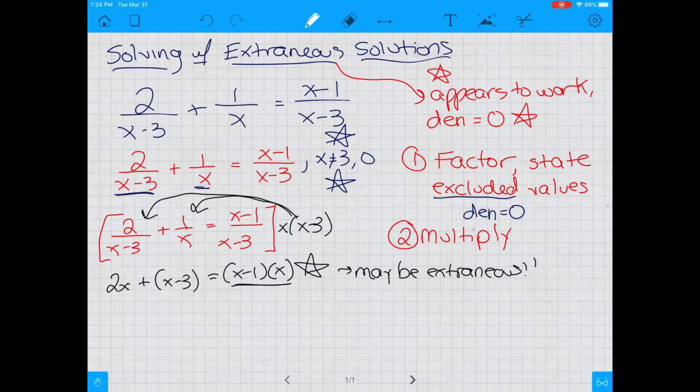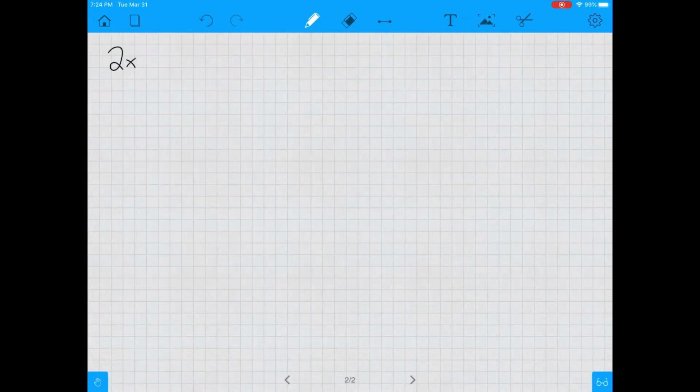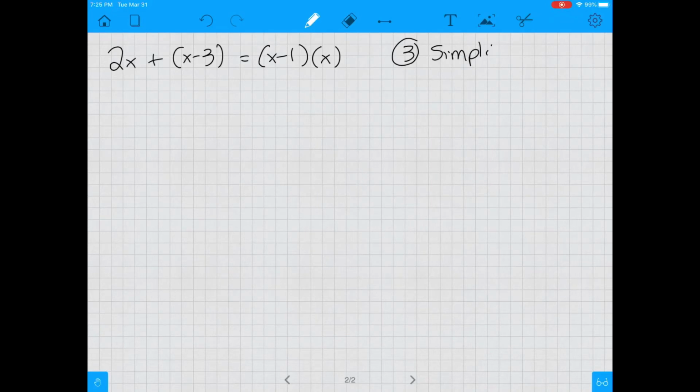So now if I go to the next page, right, we had 2x plus x minus 3 equals x minus 1 times x. So now my third step of simplify and solve is still the same, except for now, obviously, I have a quadratic. If I simplify my left-hand side, that's just 3x minus 3. If I simplify the right-hand side and distribute the x, I get x squared minus x.